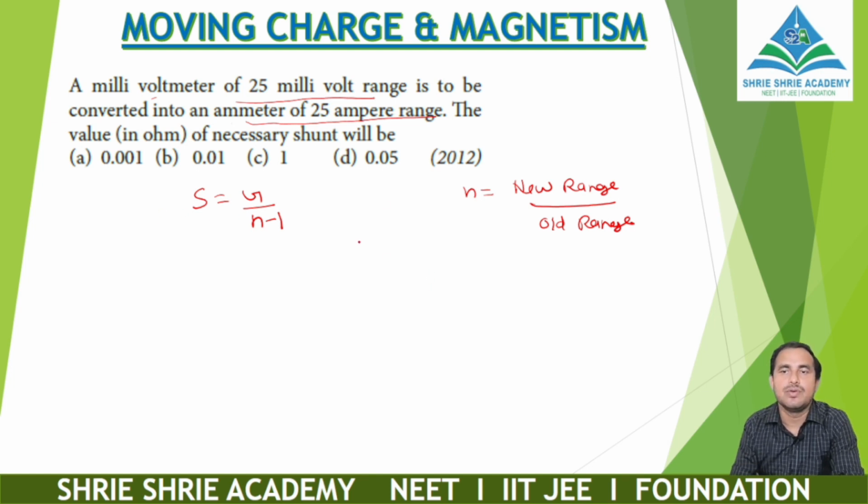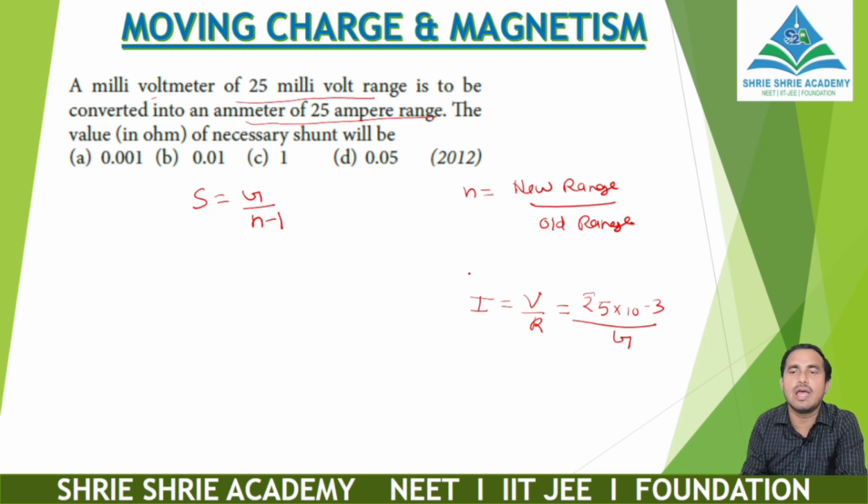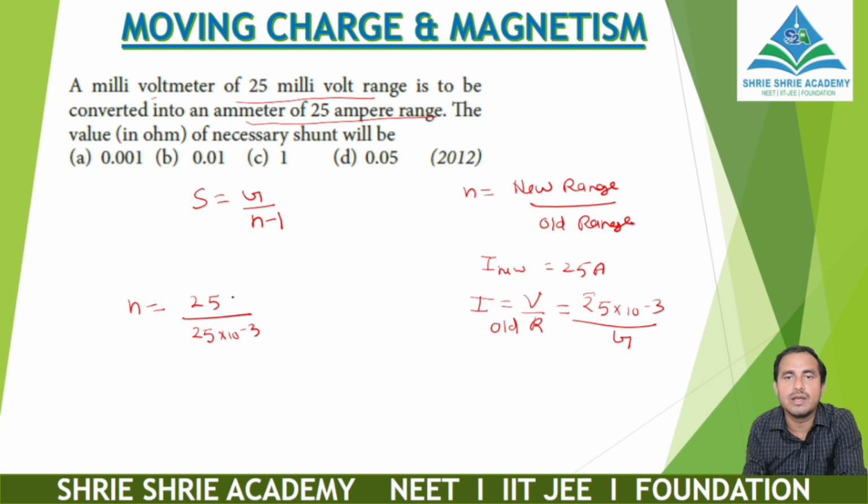He has given voltage, but you know that current is equal to voltage by resistance. The voltage of the millivoltmeter is 25 millivolts, so 25 into 10 to the power minus 3 divided by the resistance of the galvanometer G. This is the current range in the old situation. This is your old range, and the new range is already given to you, 25 ampere. N value you have to find out: new range by old range. New range is 25, and 25 into 10 to the power minus 3 divided by G comes here. G will get cancelled. N is equal to 1000.